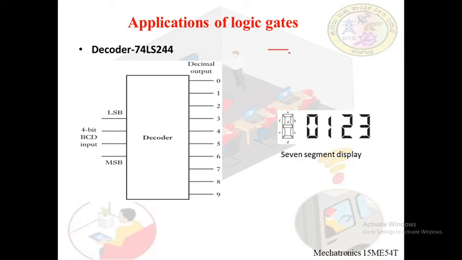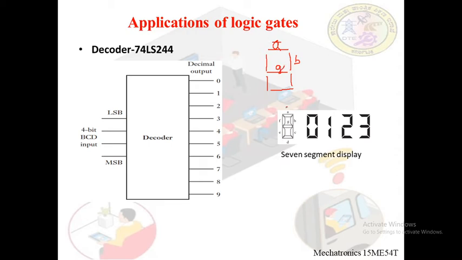This is for one segment, second segment, third segment, fourth segment, fifth, sixth and seventh. So this is the 7 segment display. They may be represented by A, B, C, D, E, F and finally G.